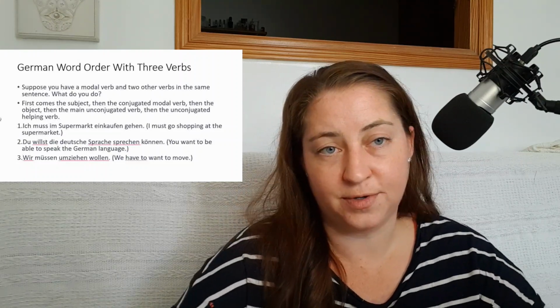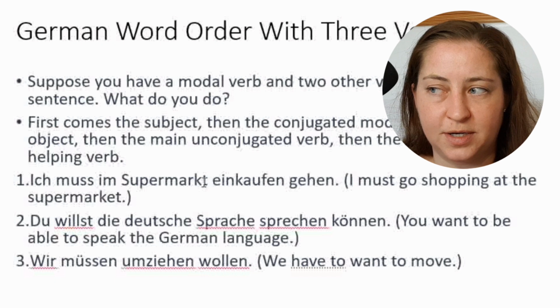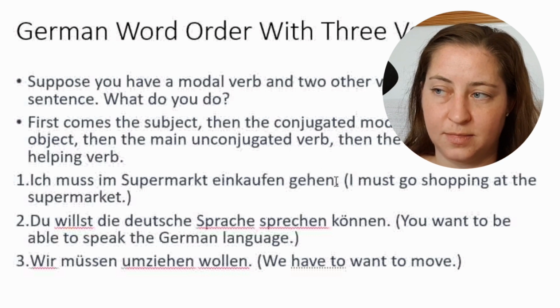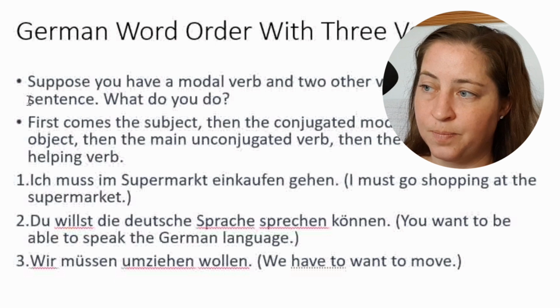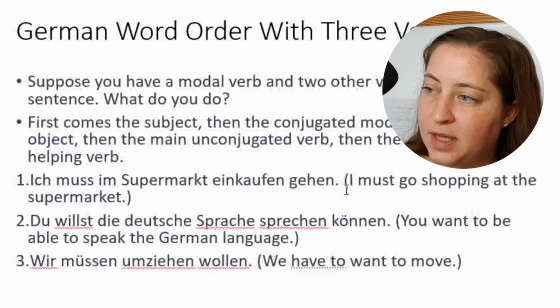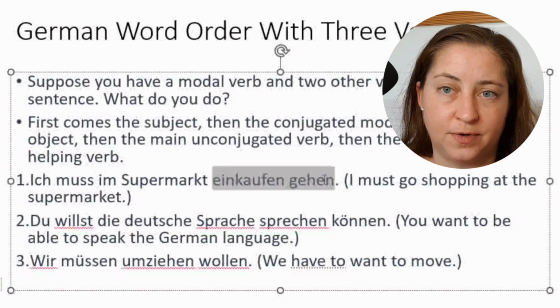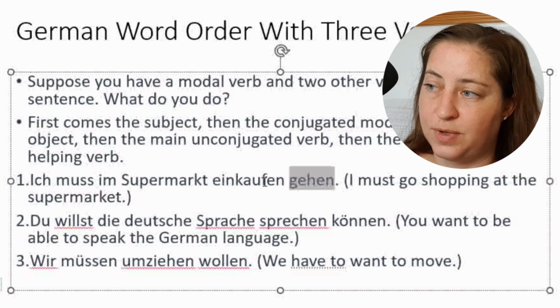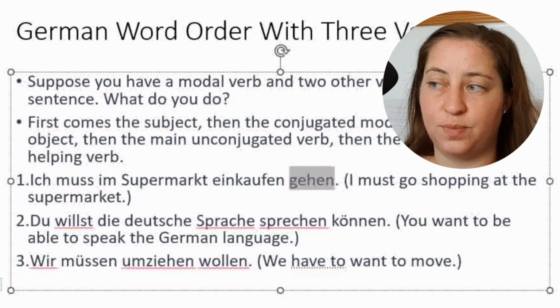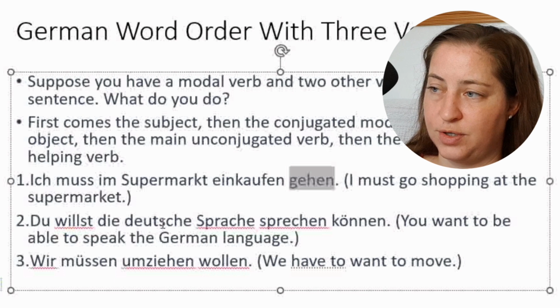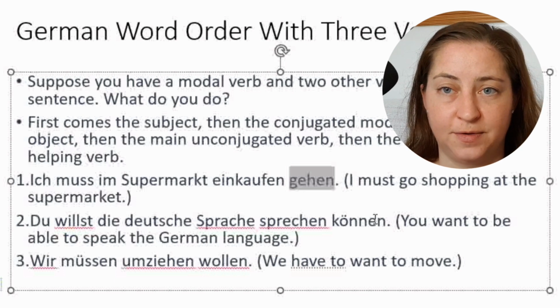Let's look at some examples, like Ich muss im Supermarkt einkaufen gehen. I must go shopping at the supermarket. Ich muss, our subject and conjugated modal verb. Im Supermarkt is where, our direct object. Einkaufen is our main verb, and gehen is a supporting verb, so it's going to be last. Ich muss im Supermarkt einkaufen gehen. And usually we don't need the gehen part, we just say Ich muss im Supermarkt einkaufen.